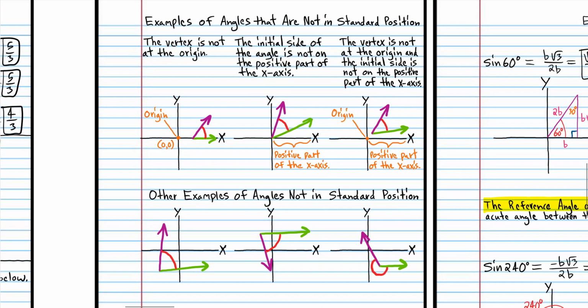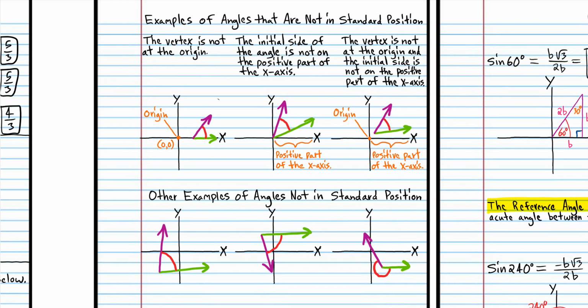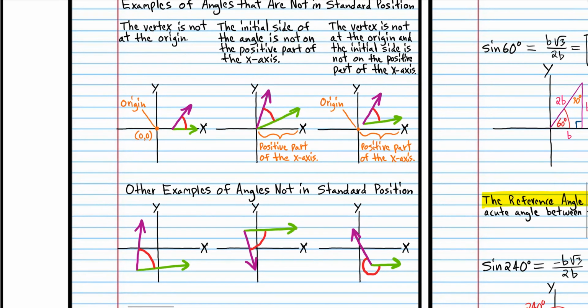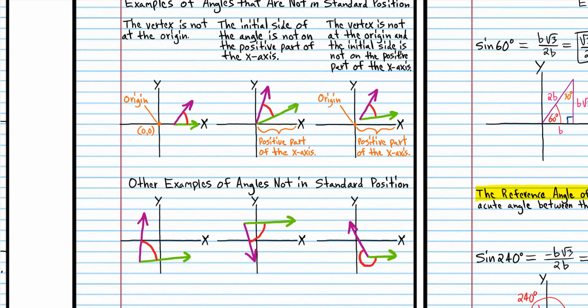Here are examples of angles that are not in standard position. The initial side is on the positive part of the x-axis, but the vertex is not at the origin. It should be there. Here's an example where the vertex is at the origin, but the initial side is not on the positive part of the x-axis. So again, these are not in standard position. Here's an example where the vertex of the angle is not at the origin, and the initial side is not on the positive part of the x-axis. So this is again an example of an angle that's not in standard position. And here are some other examples of angles that are not in standard position.